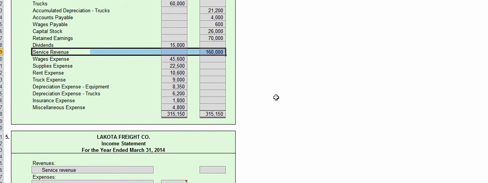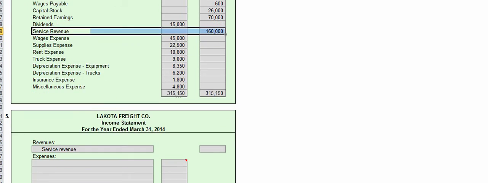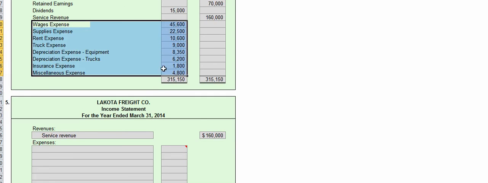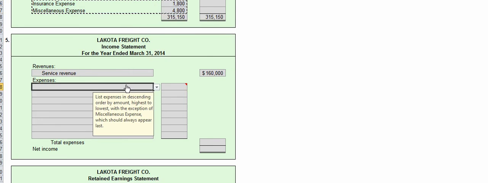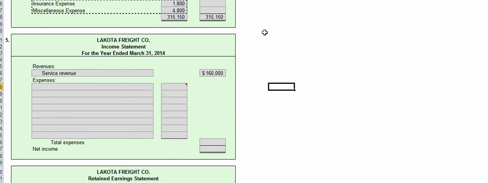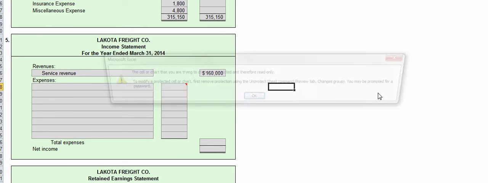Service revenue was $160,000. So we'll enter it here. Okay, next we'll list expenses. Remember, those have to be listed greatest to least. The only exception is miscellaneous is always listed last. And you guys, it just so happens that's how they're showing up here. Now you might be able to copy these and paste them in here. I bet you can't, but let's try. No, you can't. Okay. Since it's a template, we can't do that.